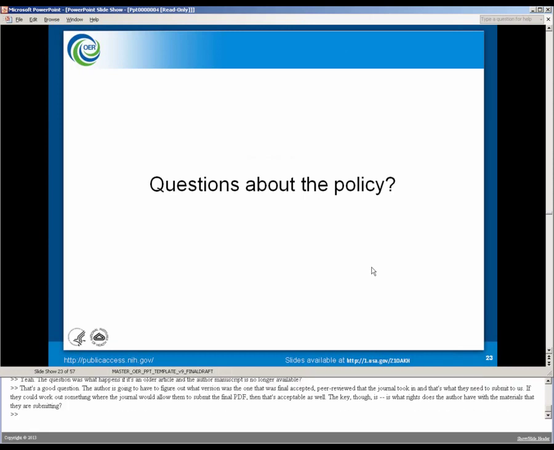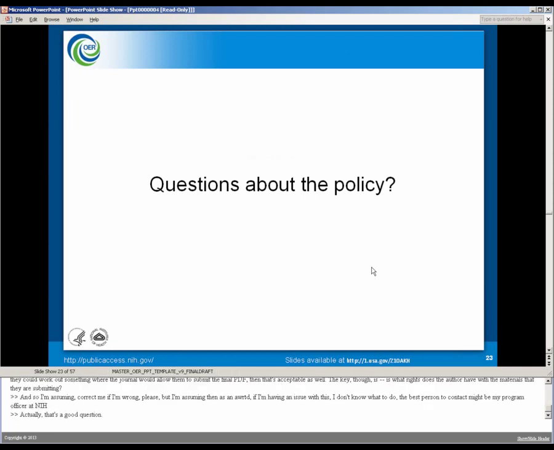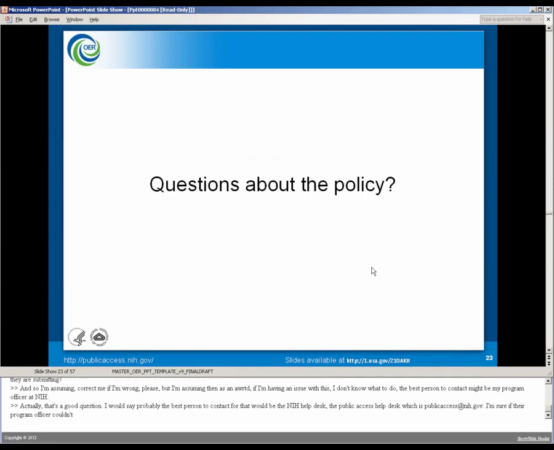Correct me if I'm wrong, but I'm assuming that as an author, if I'm having an issue with this and I don't know what to do, the best person to contact might be my program officer at NIH? Actually, I would say probably the best person to contact for that would be the NIH public access help desk, which is public access at nih.gov. I'm sure if their program officer couldn't answer it, they would send it to us anyway. But yes, our help desk can answer that kind of question.